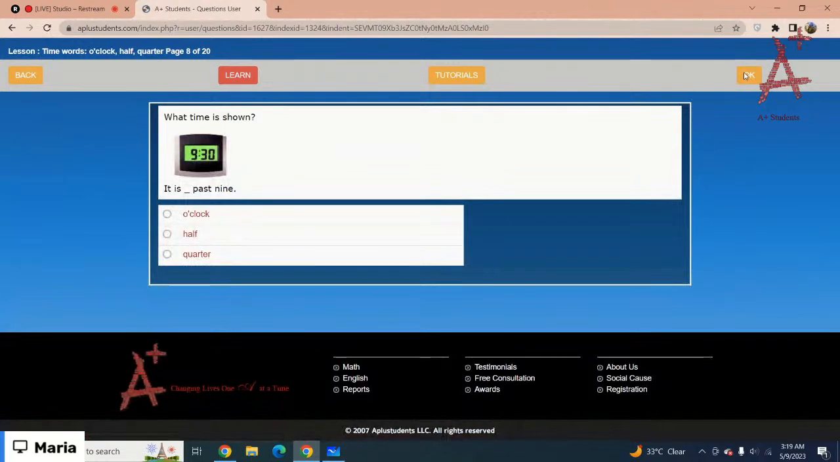Okay, what time is shown? It is 9:30. So you can say it is half past 9. 30 minutes means a half hour. So it would be half past 9. The correct option. Very good. That would be half past 9.